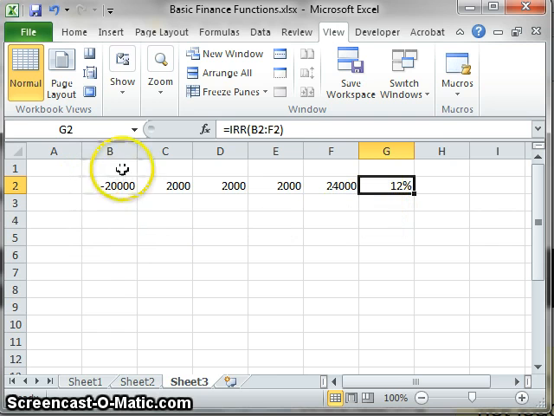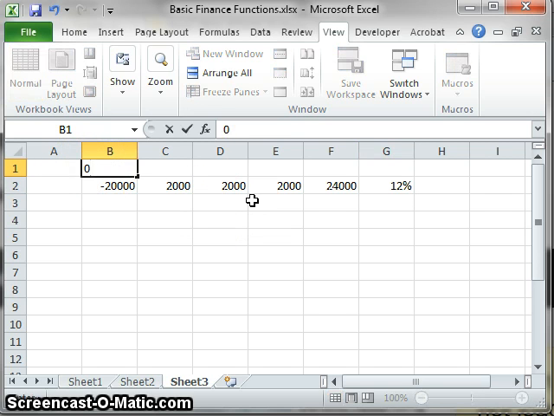The key here is you need to make sure that that first cash flow is a negative, and these other ones are positive cash flows. Internal rate of return will give you an error if you have both positive and negative cash flows throughout your series. And if you think about this, this is the beginning, or time 0, and this is the first year, second year, third year, and fourth year.